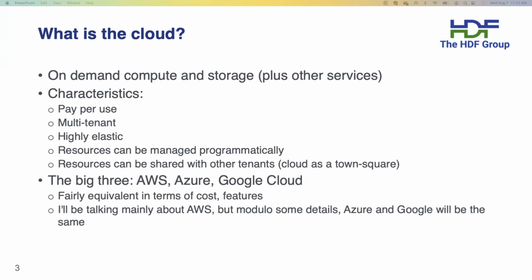Next, the three big cloud vendors are AWS, Azure, and Google Cloud. And they're all fairly equivalent in terms of costs and features. They keep a close eye on each other, and it's very hard for one to create a new feature that the others don't quickly copy. So I'll be talking mainly about AWS, but modulo some specific details, you can approach Azure and Google in pretty much the same way. Okay, next slide.